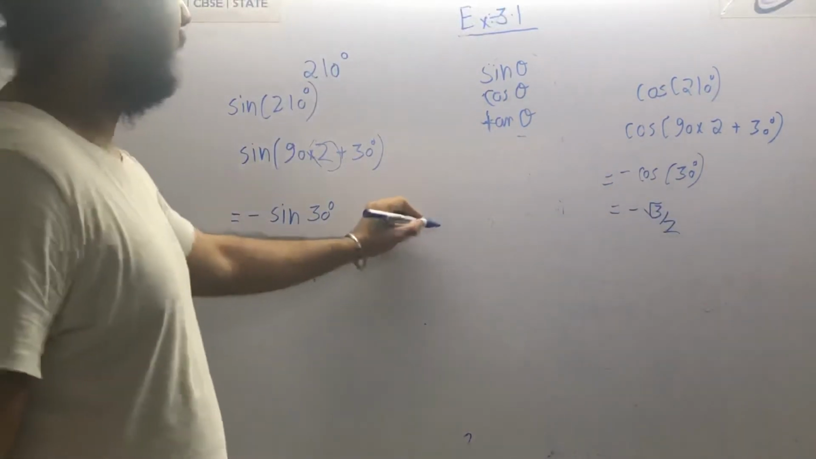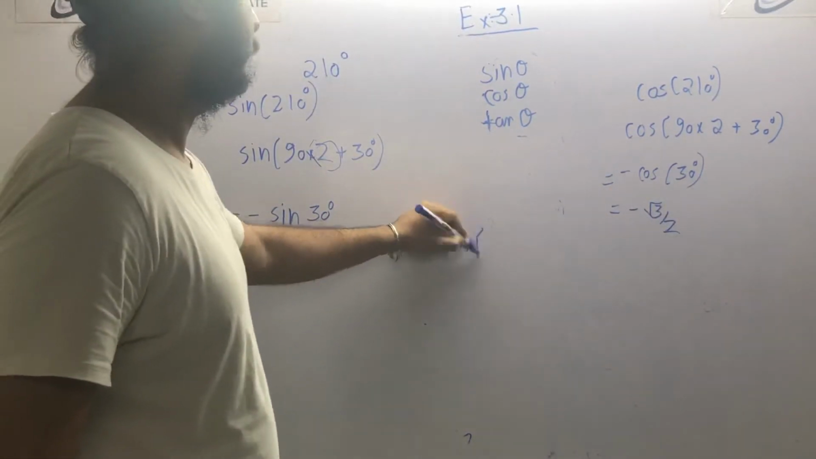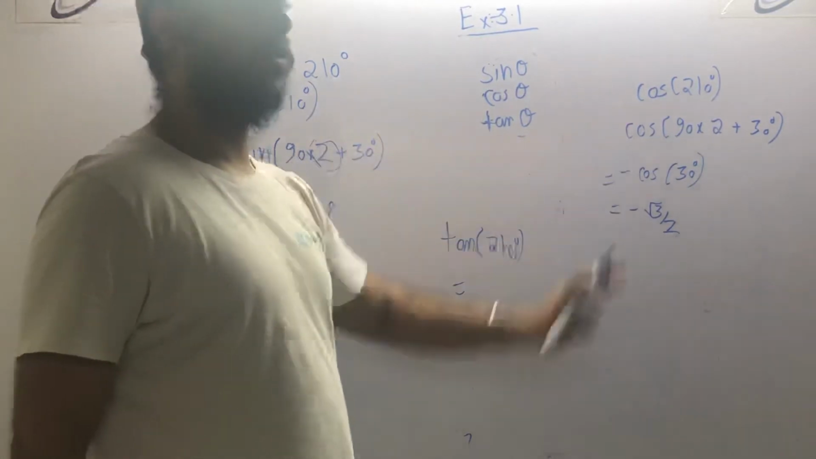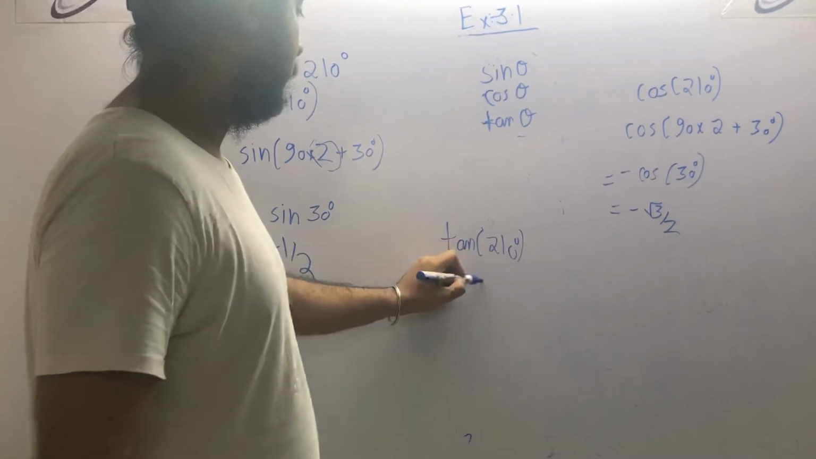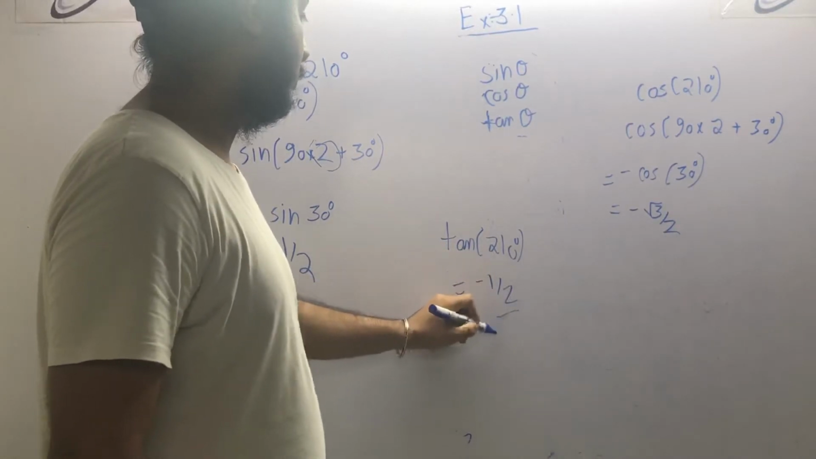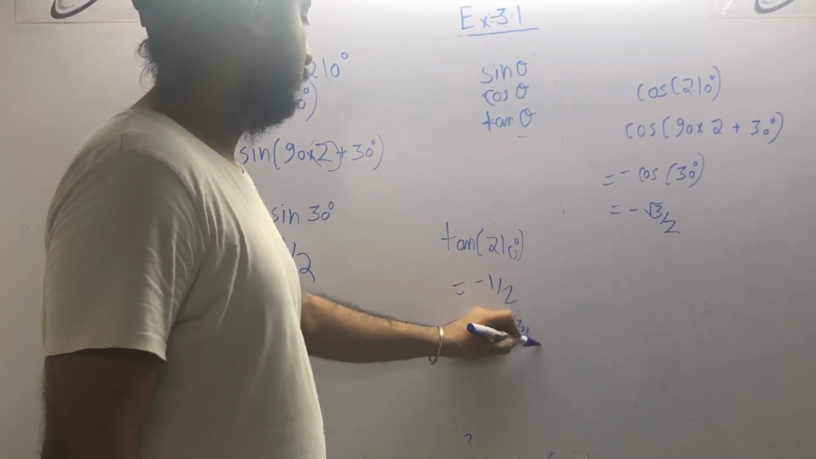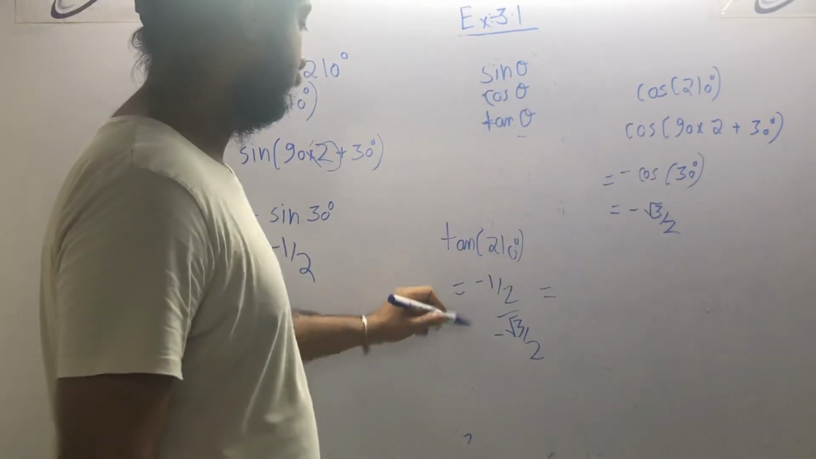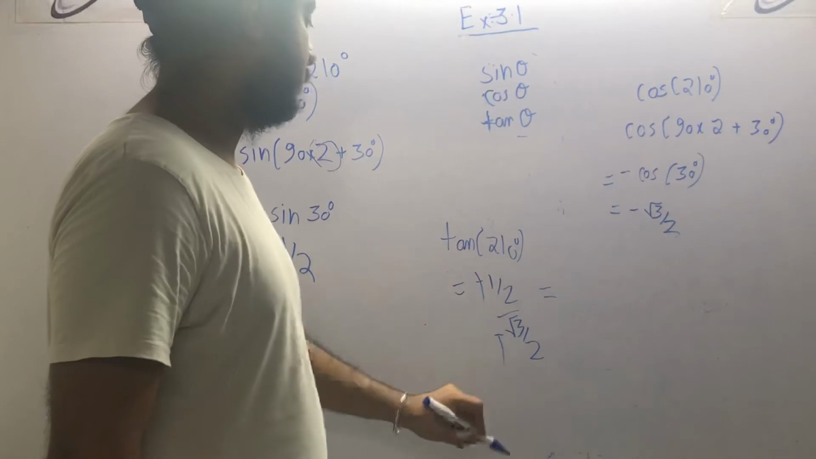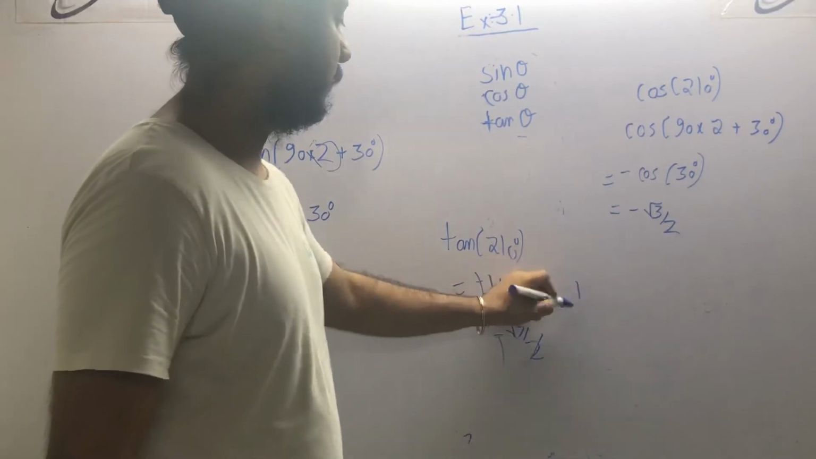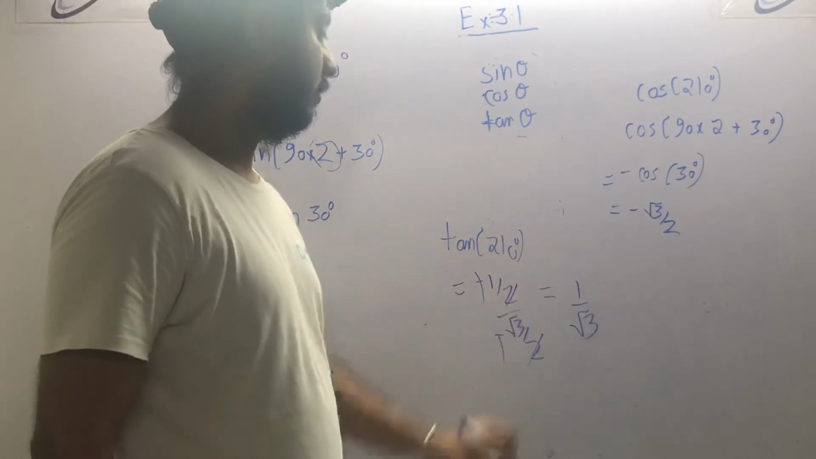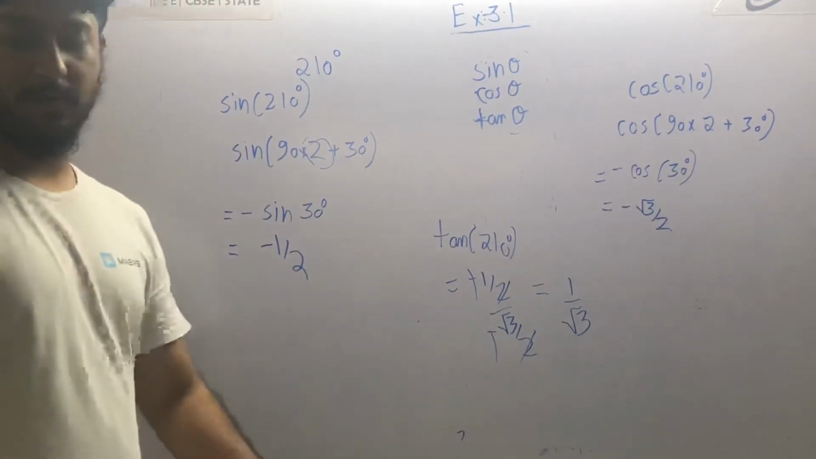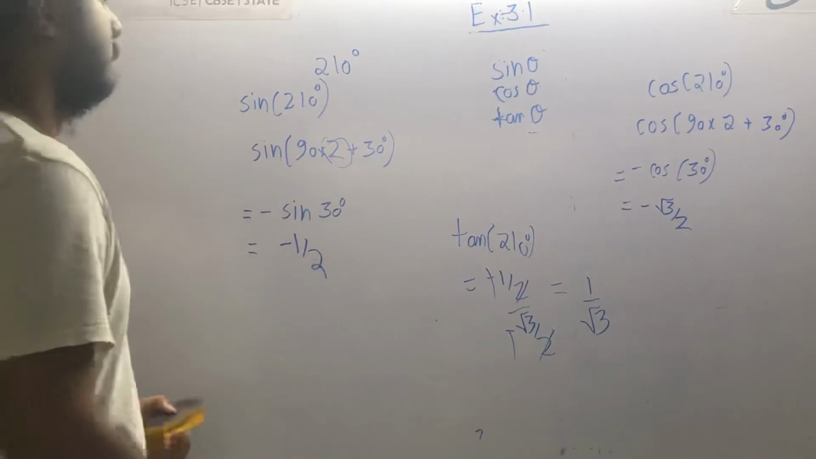Okay, what will be tan 210? Simply divide the sine 210 value by cos 210. So that will be minus 1 by 2 upon minus root 3 by 2. So minus minus cancel, and the 2s cancel. We get 1 by root 3. This is the value of tan 210. Okay, I'll rub this.